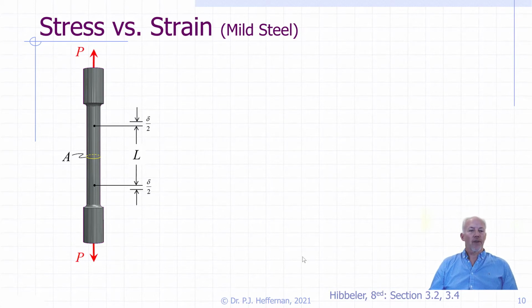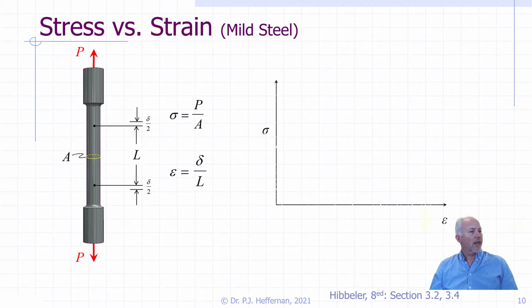Recall the equation for stress, sigma equals P over A, and strain, delta over L, or the original length. We will use these formulae to calculate stress and strain for increasing load increments and plot them against each other to get the stress versus strain diagram, or stress strain diagram. Let's talk about the stress strain diagram.